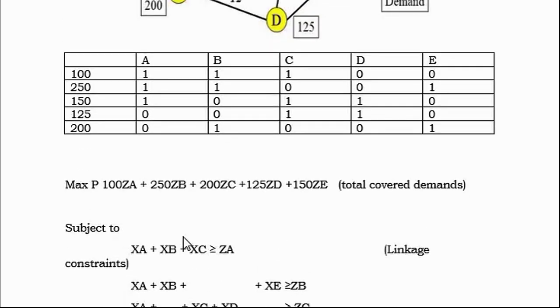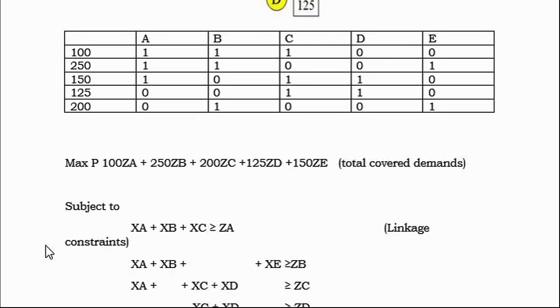This example can be transformed into our objective function. Maximize the covered demand, which is 100 ZA plus 250 ZB plus 200 ZC plus 125 ZD plus 150 ZE, the total covered demands. So that is our objective.